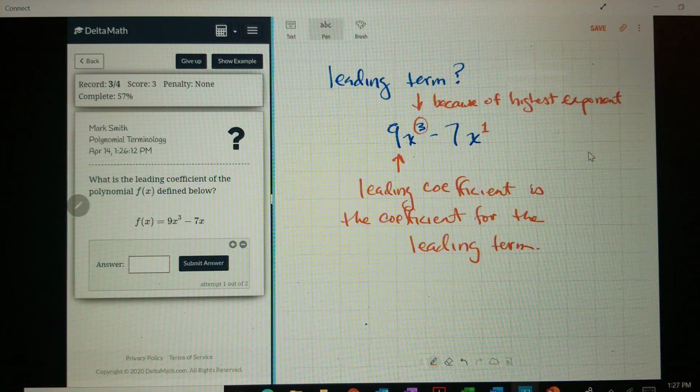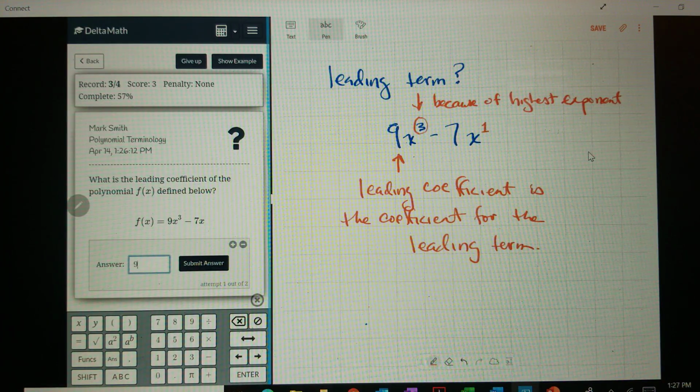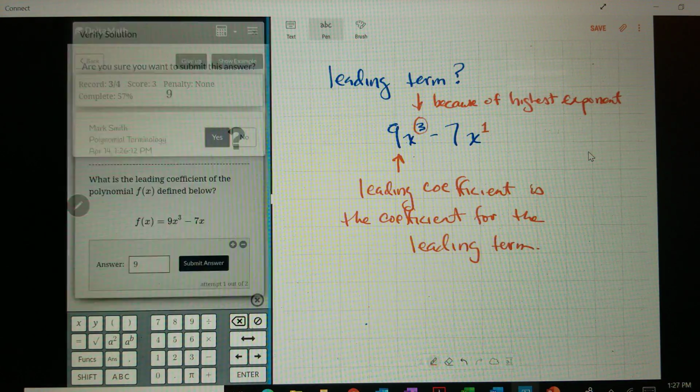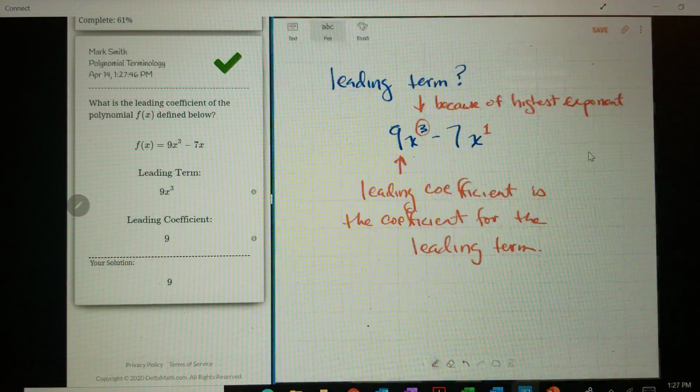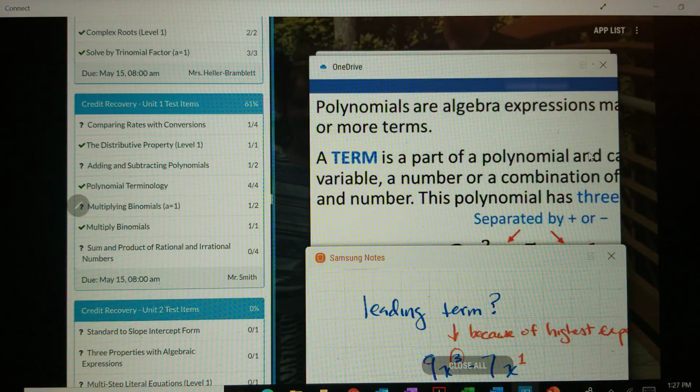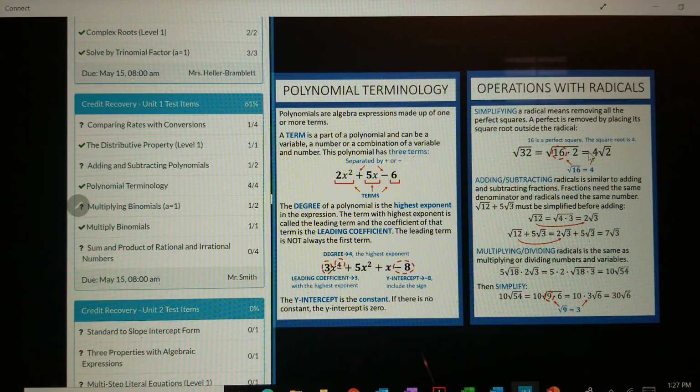All right, which in this case is 9. So we just need to put a 9 in here and we're good to go. Okay, so those are pretty straightforward, and I really encourage you to go to the blog and look at these notes that are there for polynomial terminology, and then also for the next thing we're going to do, which is radicals.